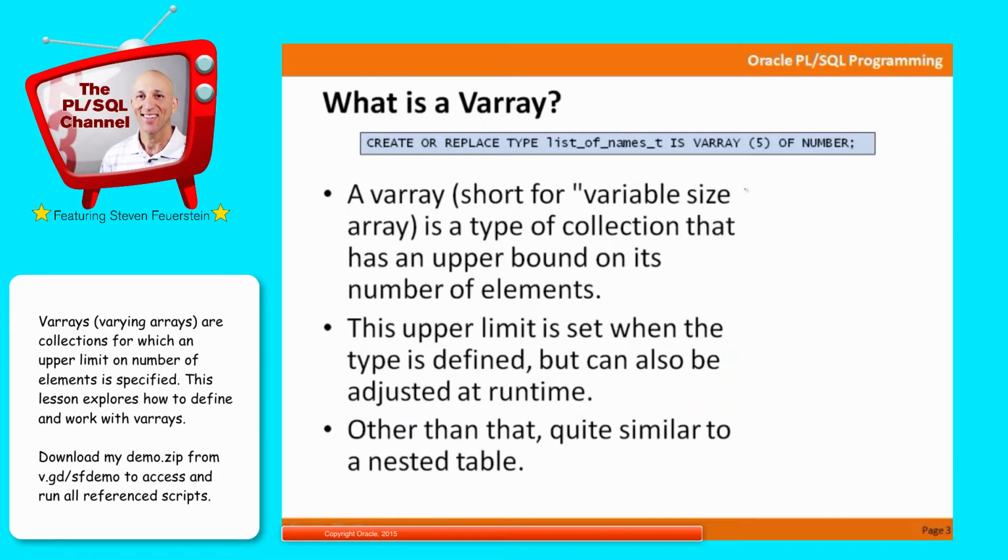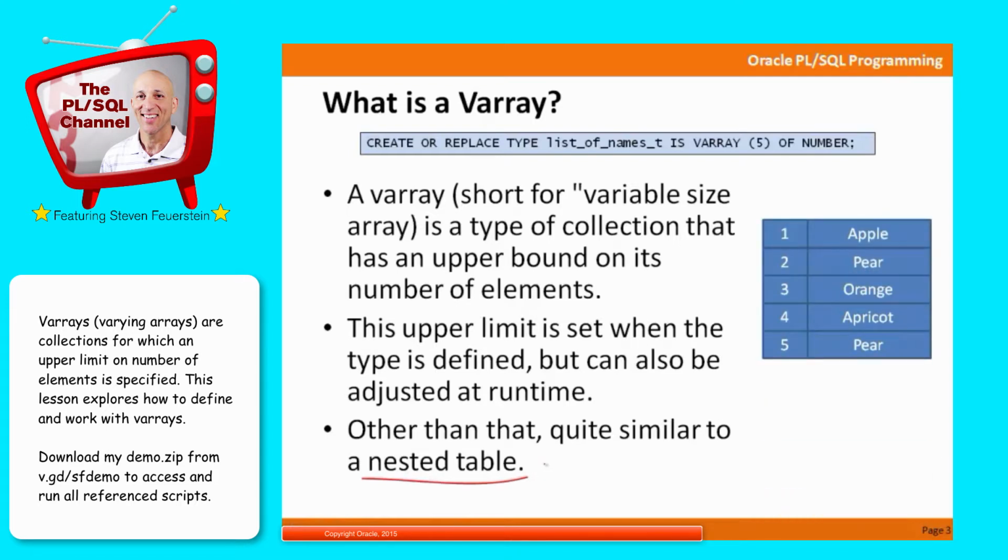Other than the fact that there's this upper limit on the number of elements, it's quite similar to a nested table in the way it can be used inside PLSQL. So here's an example of a list of names of fruit. I can have an index value that I can use to iterate through the elements of my V-array, just as with an associative array and a nested table. The difference here is that's it. I can't fit any more elements into this V-array because I specified a maximum size of 5.